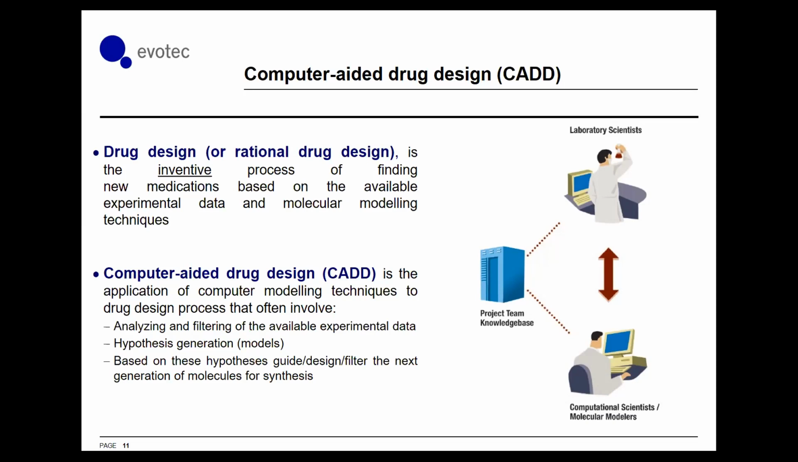That's where we are now. So how are we doing it? This is a new term that entered when the computer started to enter into drug discovery. It's called drug design. Design, it sounds like something rational, okay? So we put rational into the molecule discovery. So drug design is the inventive process of finding new medication.